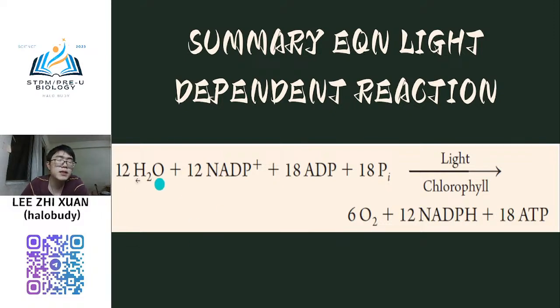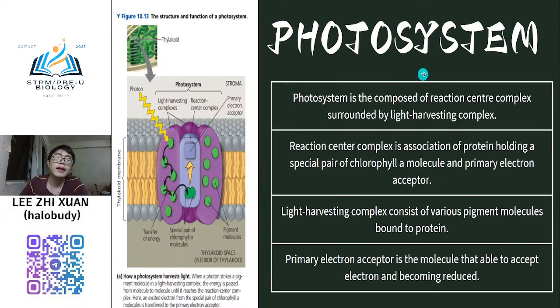Please remember that your light dependent reaction only involves water molecule and light energy to produce oxygen, as the initial substrate and final product. The intermediates are the energy carriers, NADPH and ATP. This is very important because this is one of the key differences between the light dependent reaction and the light independent reaction.